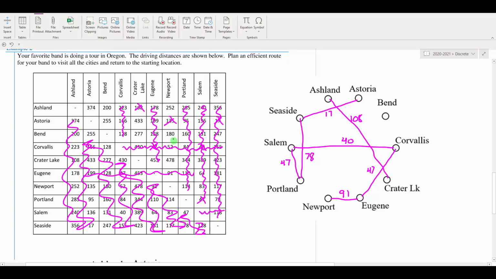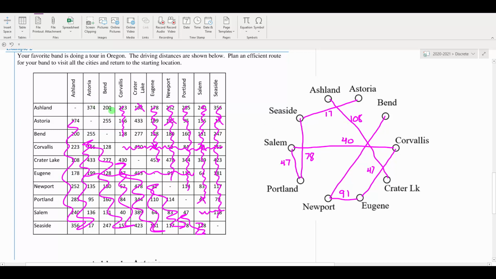So I think the next shortest one is actually the 180 going from Bend to Newport. So let's check that one out. Yeah, that one we can do. So Bend to Newport. And so now Newport went degree 2. So the entire column with Newport gets eliminated there. We don't need anything from Newport anymore. And going this way, we got that.